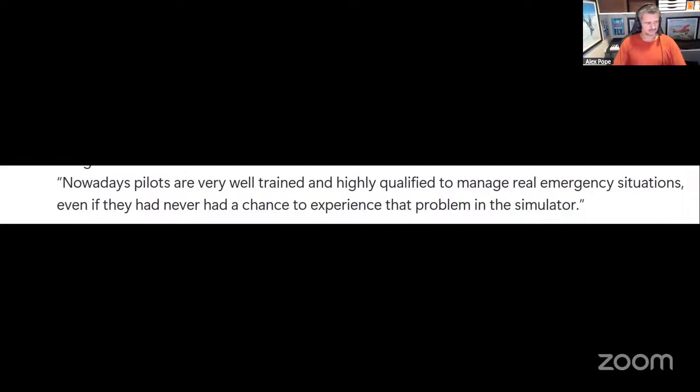So to be honest, I tend to disagree with the statement. I think that this statement is a little simplistic. It oversimplifies the question. I think that pilots are on average very well trained, but it depends on the company, depends on the country, depends on the legislation, the aircraft, and many other things. And I think simulators are very important for training.